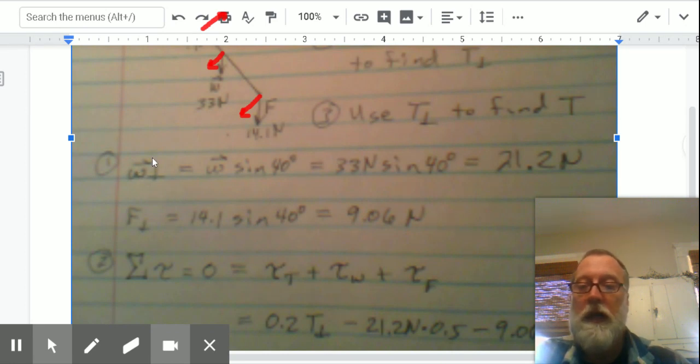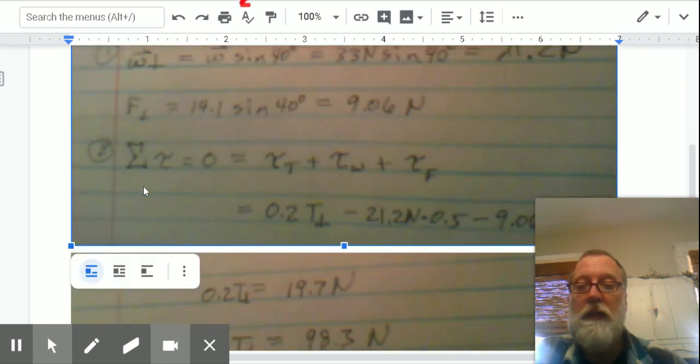So if we look here to find the perpendicular component of the weight, we would take the weight times sine 40, which would give us 33 newtons times sine 40 gives 21.2 newtons. For the perpendicular component of the weight of the foot, we would take the weight which was given in my problem as 14.1 newtons times the sine of 40, and we end up with 9.06 newtons.